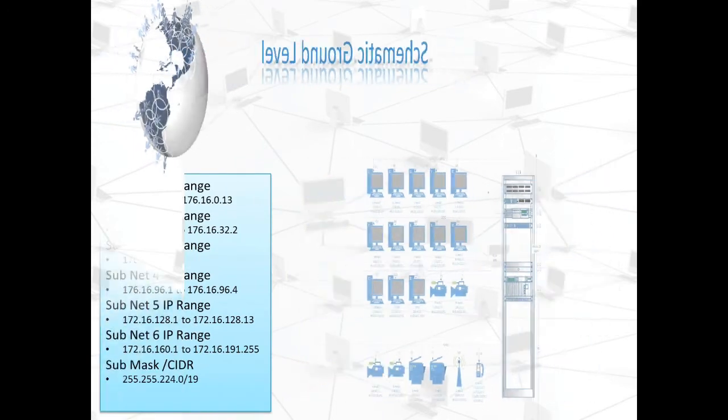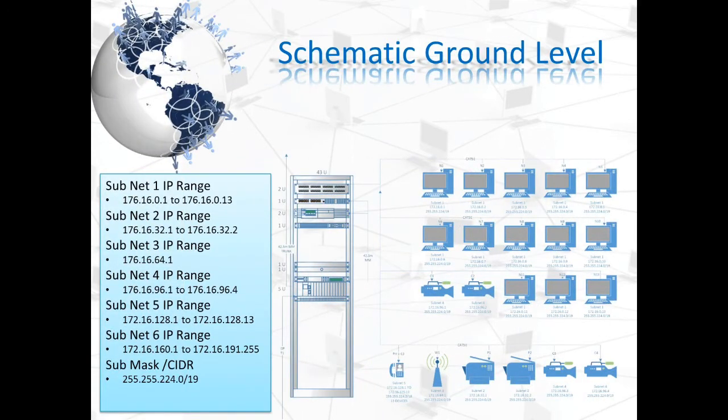And here we have the schematic of our ground level floor. As you can see, we have 13 computers. We have 13 phone lines. We have 1 Wi-Fi broadcast. And we have an additional 4 CCTV cameras, because Big Brother's always watching you.